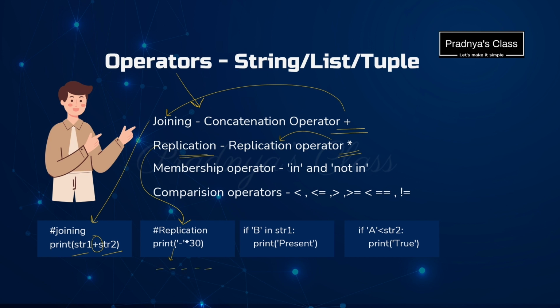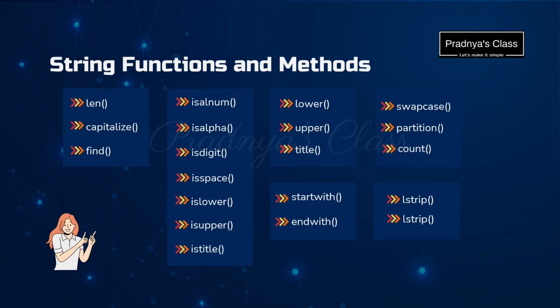The next operator which we can use with the string is membership operator. It checks the existence of the character in the string. Here we are checking whether this B character is present in the string 1. Along with membership operators, we can use comparison operators also. The comparison of the character is done based on the Unicode value of that character. Now let's proceed to the next topic.